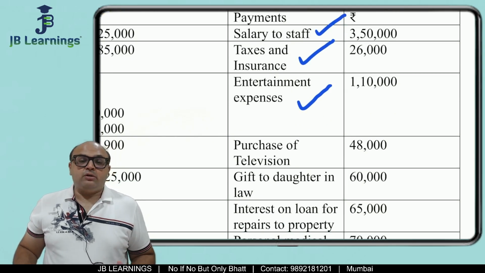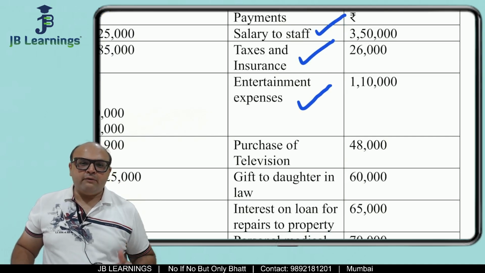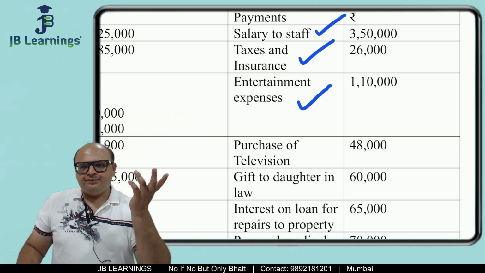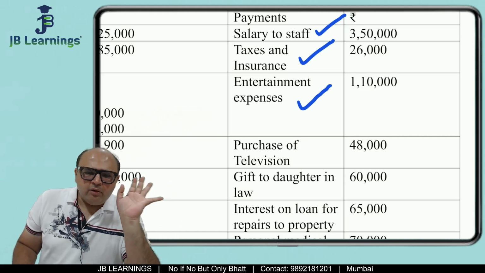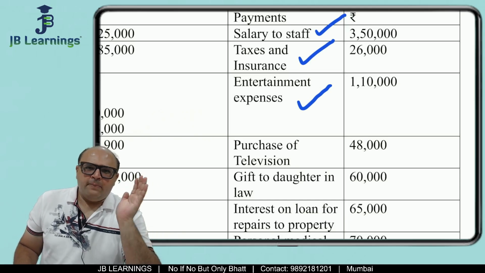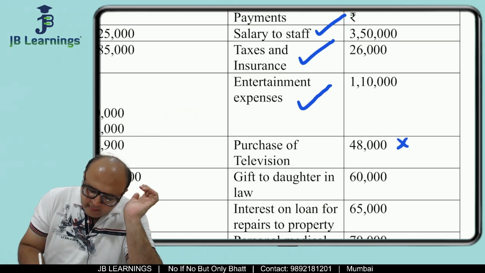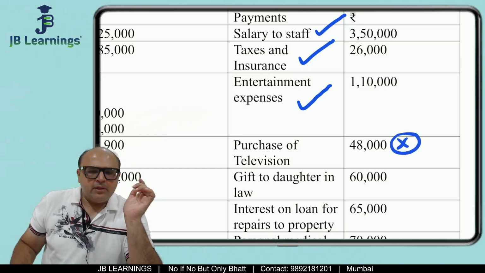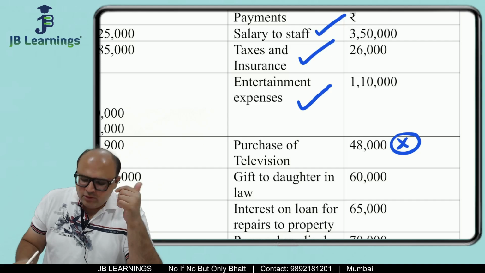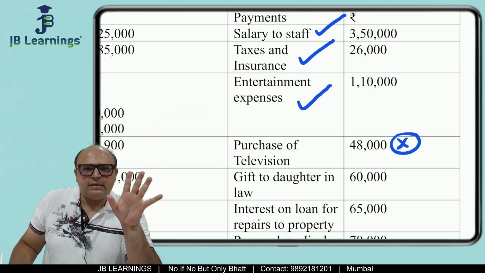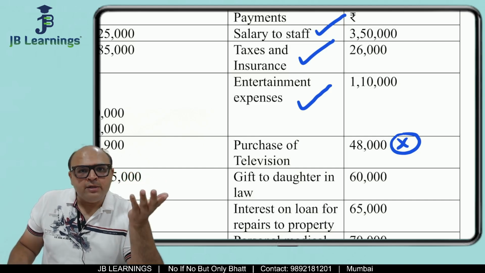Purchase of television. This is something which is a favorite of ICAI from the last many attempts. See, television is an asset. This person is not a trader of television. This person is a doctor. So now this person is buying a television for the clinic, hospital, etc. Then this is an asset. So for assets, it is a capital expenditure. So for assets, this is not a business expense. I mean, it is not a revenue expense.